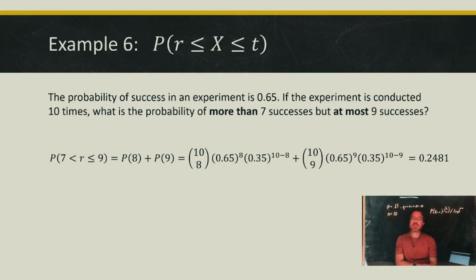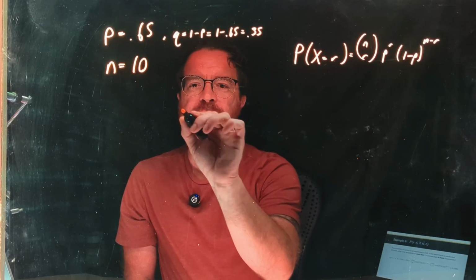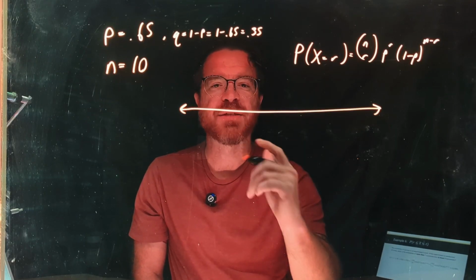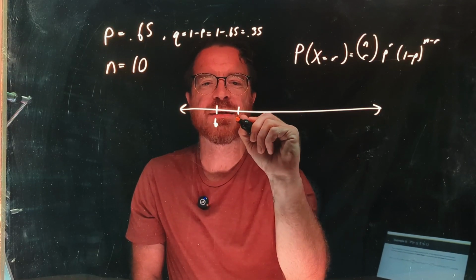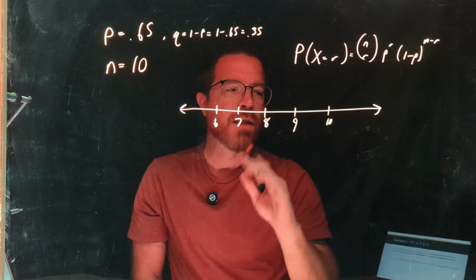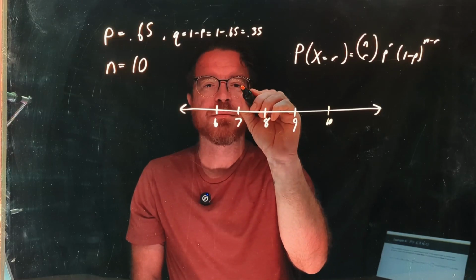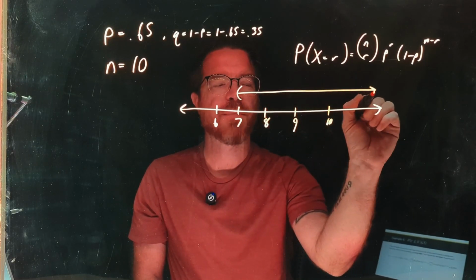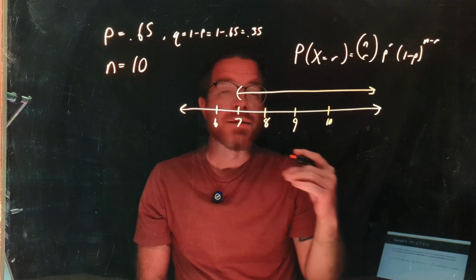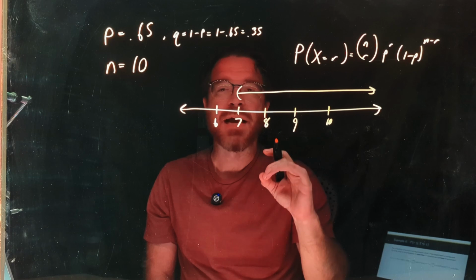Our next example asks us to find what is the probability that we get more than 7 successes, but at most 9 successes. So if you kind of think about this, if we were to draw out all of our possibilities, I'm going to do this as a number line, but the first one is asking us for more than 7 successes. So I'll start this at like 6, 7, 8, 9, 10. And the first one wants more than 7. So if we were to draw all of our possibilities, it's everything greater than 7, but not including 7. The second part is that it is at most 9 successes.